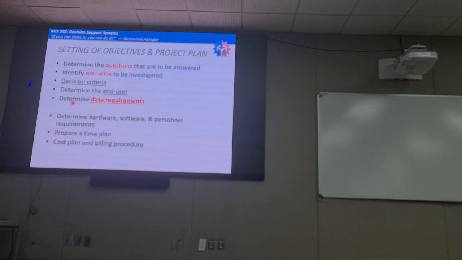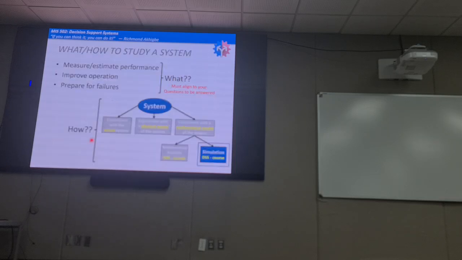So three things: decision criteria, the data requirements, the scenario, and of course you need to determine the end user, meaning the customer, who the customer is. And of course, this is basically when you do it in the real world. What is the budget you have? Within what time does your company want to finish your project, and so on. It's basically the project management side of things, which you are studying now in your project management course.